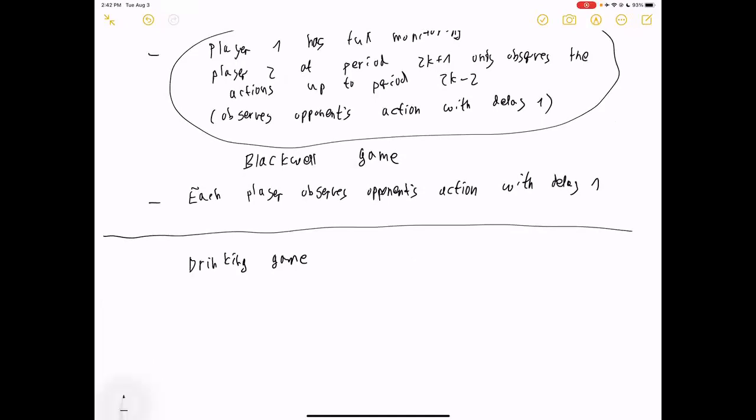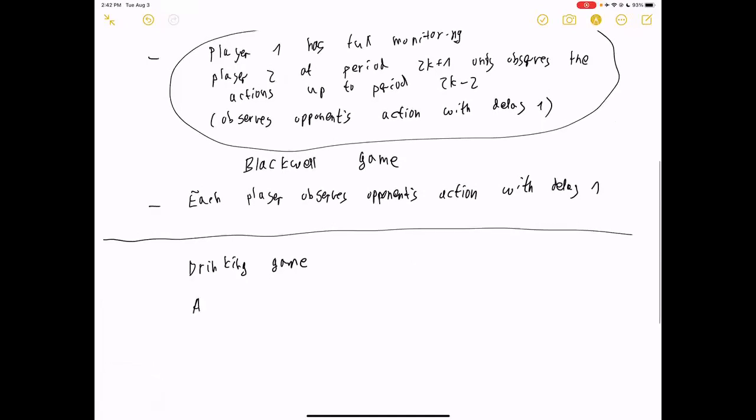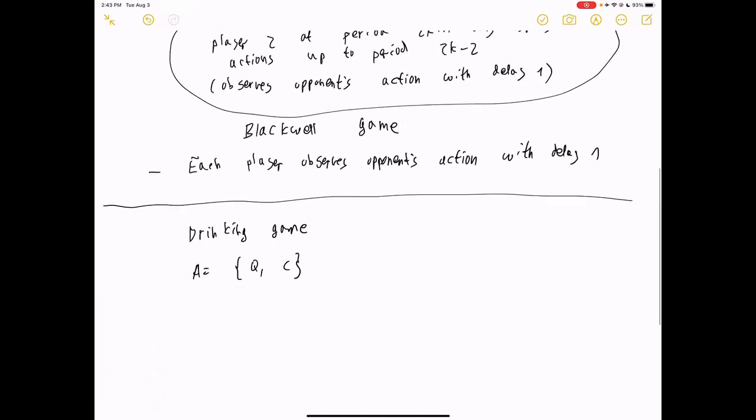Each player has two actions in every period. The actions are continue or quit. These two players are both stuck in a bar. Every period they have to decide whether to take another beer or to just go home.